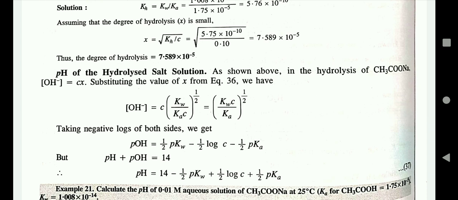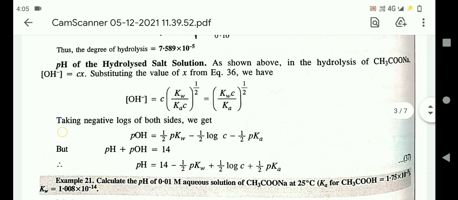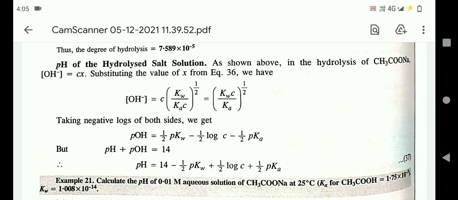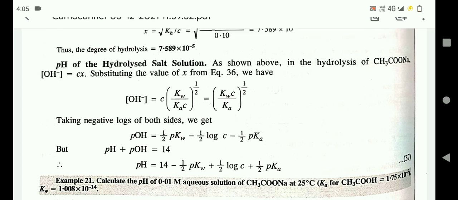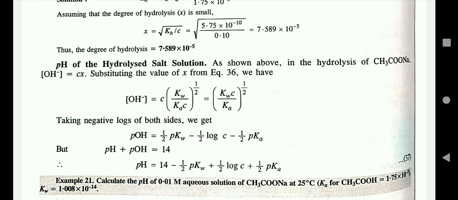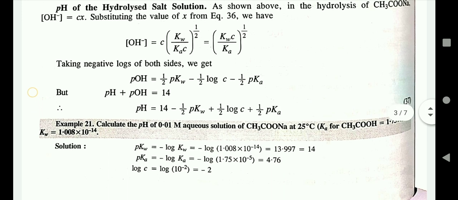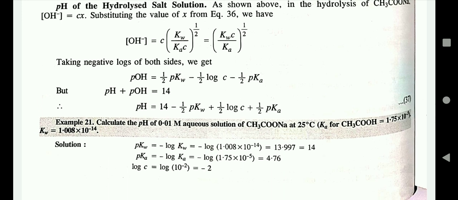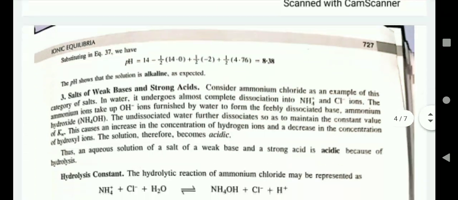pH of the hydrolyzed salt solution. In the hydrolysis of sodium acetate, the OH⁻ concentration is equal to Cx. Substituting the value of x, the concentration of OH⁻ is equal to C times the square root of Kw divided by Ka C. Taking the negative logarithm on both sides, pH plus pOH gives us 14. pH is equal to 14 minus half of pKw plus half of log C plus half of pKa.